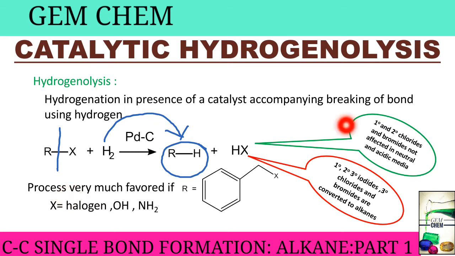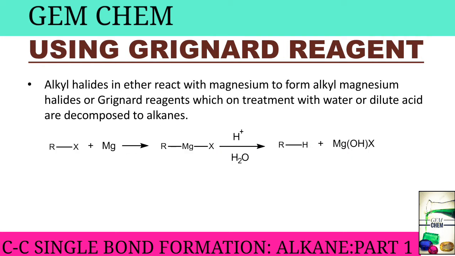Now this is an important fact: 1 degree, 2 degree chlorides and bromides are not affected in neutral and acidic media. If we take 1 degree or 2 degree chlorides and bromides in neutral or acidic media, this reaction does not occur. For 1 degree, 2 degree, 3 degree iodides and 3 degree chlorides and bromides, they are easily converted to alkanes. Now let us see our next method.